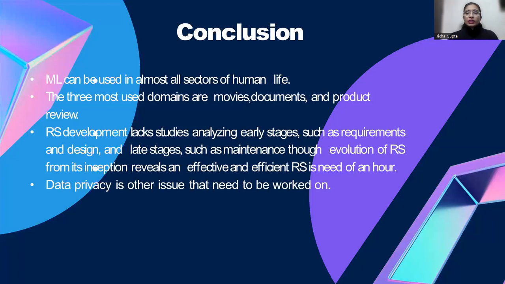So to come to the end of this, I conclude my talk by saying that machine learning nowadays is being used in all sectors of human life, and the three most important domains are movies, documents, products, and reviews. Though recommendation system development lacks studies in the early stages and the late stages like maintenance, the evolution of recommendation systems from their inception reveals an efficient and effective recommendation system, which is of course the need of the hour.